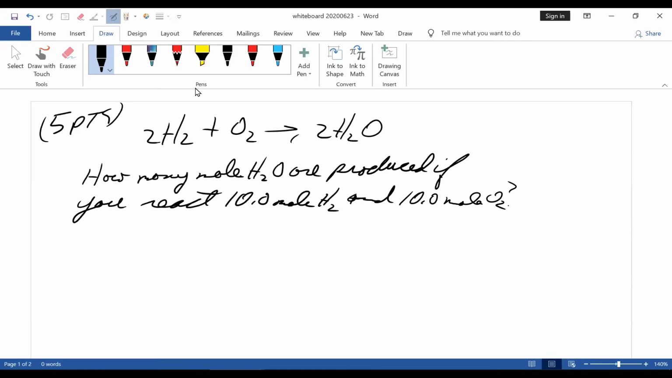Now let's look at this. How many moles of water are produced if you react 10.0 moles of hydrogen gas with 10.0 moles of oxygen gas? Now it turns out you have to do 2 steps.